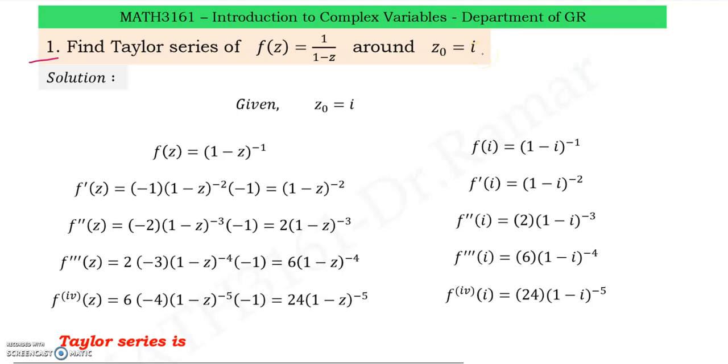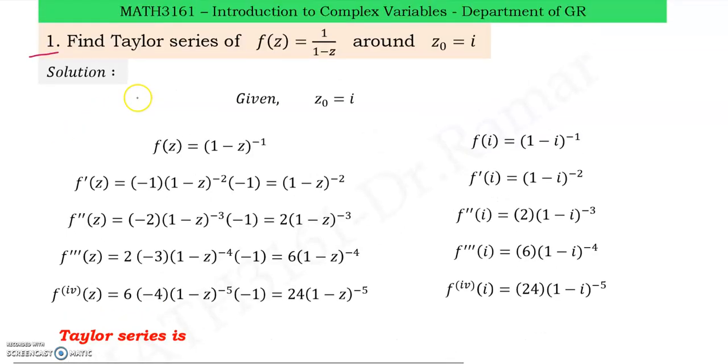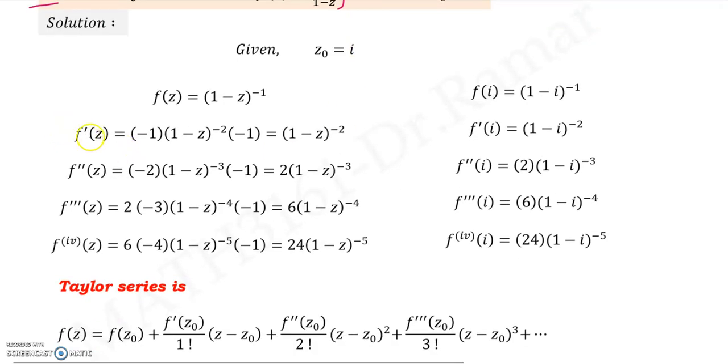Now to write the Taylor series of the given function, we have to find the derivatives first. This is the given function. I rewrite the function: the function is 1 over (1 minus z), but I write f of z equal to (1 minus z) whole to the power minus 1. I write it this way comfortably to find the derivatives first. So now I am finding 4 derivatives: f dash, double dash, triple dash, and the fourth derivative of the function. This you know.